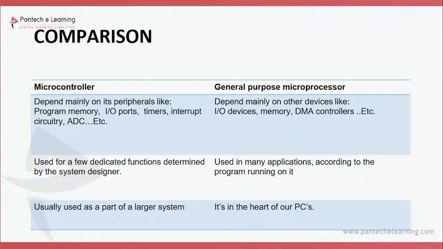With a microprocessor we have to depend mainly on some other devices. A microcontroller is already inbuilt, so we use it for a few dedicated functions determined by the system designer. From the user end we cannot change it. It is also used in many applications according to the program we give it. Microcontrollers are used in large systems, and microprocessors are used in all multitasking purposes. A microprocessor is the heart of PCs, and a microcontroller is the heart of embedded systems.